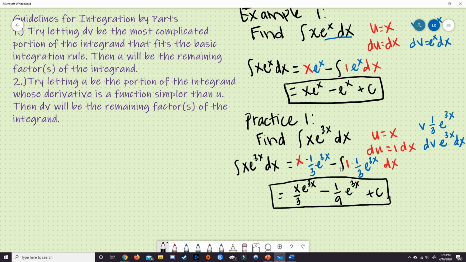And there we have it. Okay, let's try another one. Let's try one where it might be a little bit more difficult to decide what is u and what is dv.